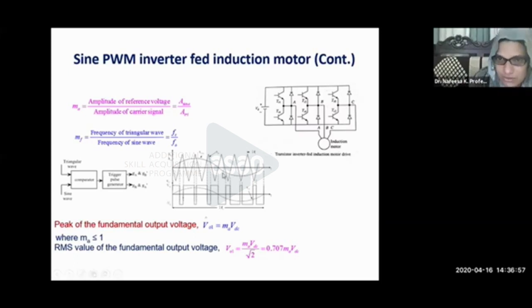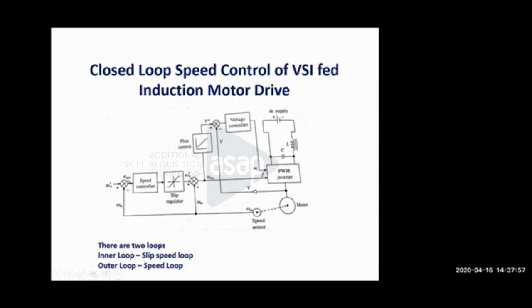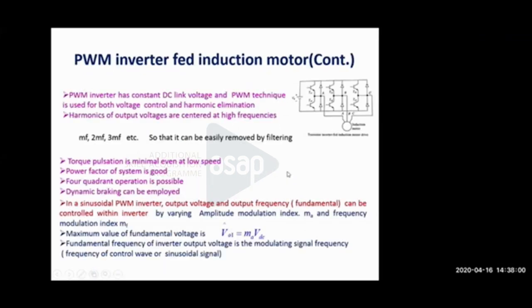Here the sinusoidal waveform. What I'm telling is that in this case, we are able to get a variable voltage, variable frequency output from the PWM inverter itself. No need of changing the input voltage. So we can use this PWM inverter for the induction motor. The PWM inverter has a constant DC link voltage, and this PWM technique is used for both voltage control and harmonic elimination.